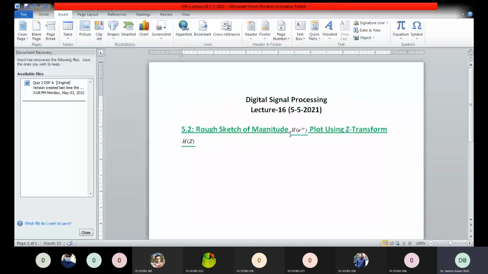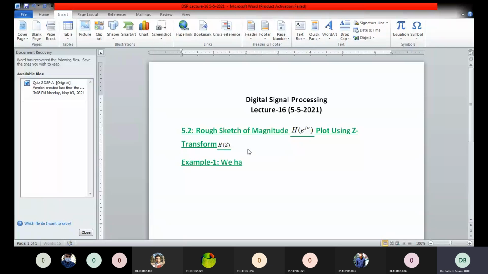If we are given the pole zero plot or the magnitude response, we can draw this easily. So let's start with a very basic example. Example number 1. Let's assume we have a system in which we have a single zero.